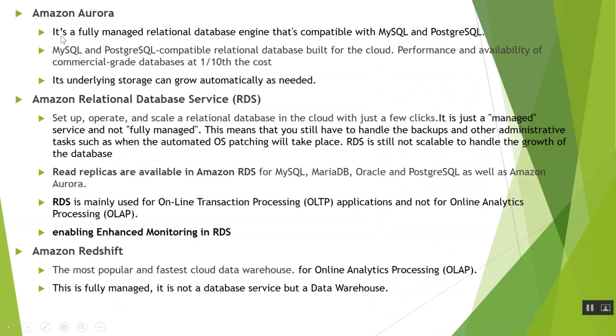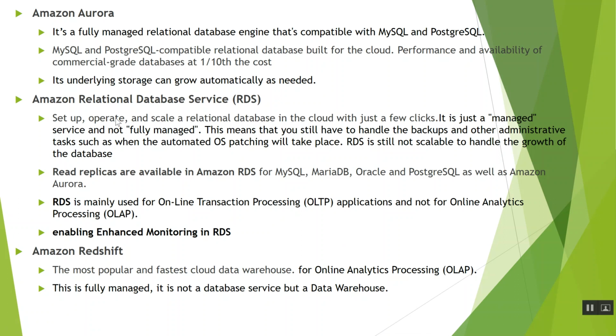As I said, Amazon Aurora is a fully managed relational database engine that's compatible with MySQL and PostgreSQL, built for the cloud, with the performance and availability of commercial databases. Its underlying storage can grow automatically as needed.